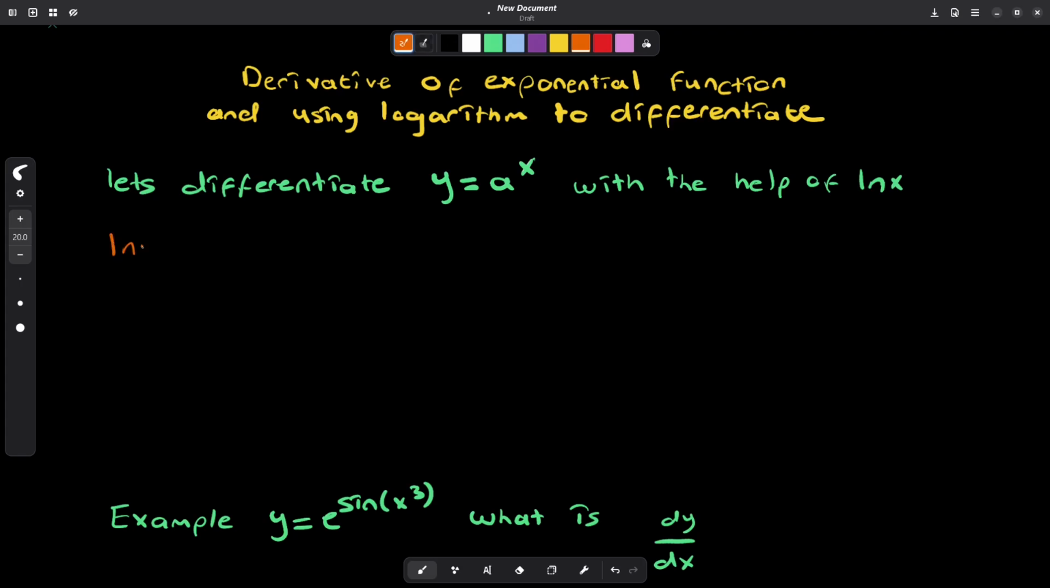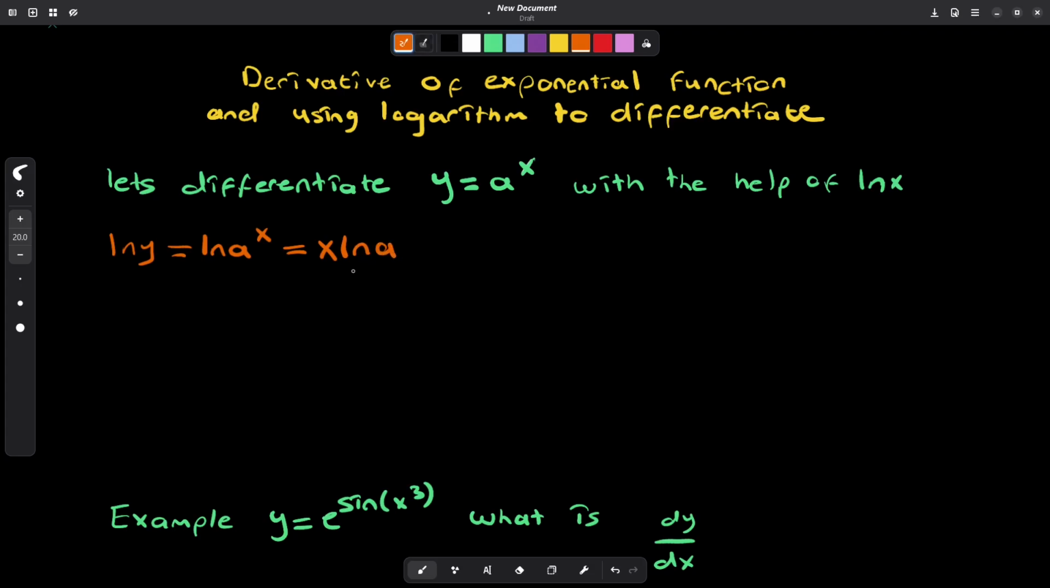We will add ln to both sides. ln y will be equal to ln a to the x. I know a property of ln. If I have ln a to the power of b, this will be equal to b multiplied with ln a. You can send b to the front as a constant. Let's use this property. From here, this will be equal to x multiplied with ln a.